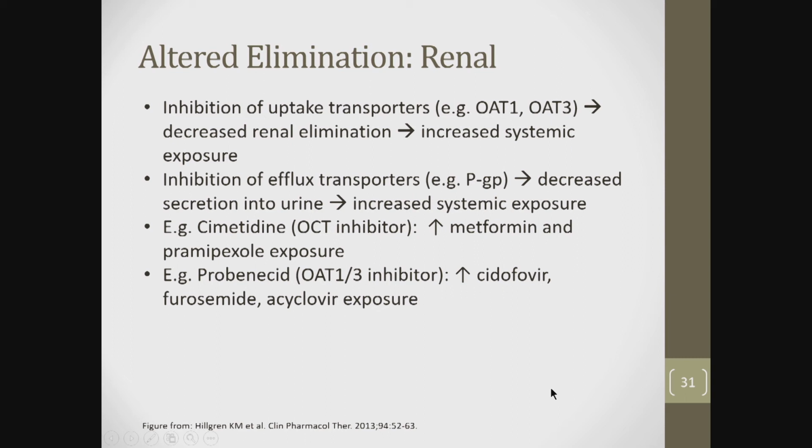So again, if you inhibit uptake transport, you would decrease elimination. Of course, systemic exposure of the drug would increase. Some examples of this include cimetidine, an over-the-counter H2 antagonist. It's an OCT inhibitor and has been shown to increase exposure of drugs such as metformin. Probenecid is another classic example. It's an OAT1 and OAT3 inhibitor and has been shown to increase exposure of a number of drugs that are renally eliminated, including cidofovir, furosemide, and acyclovir.